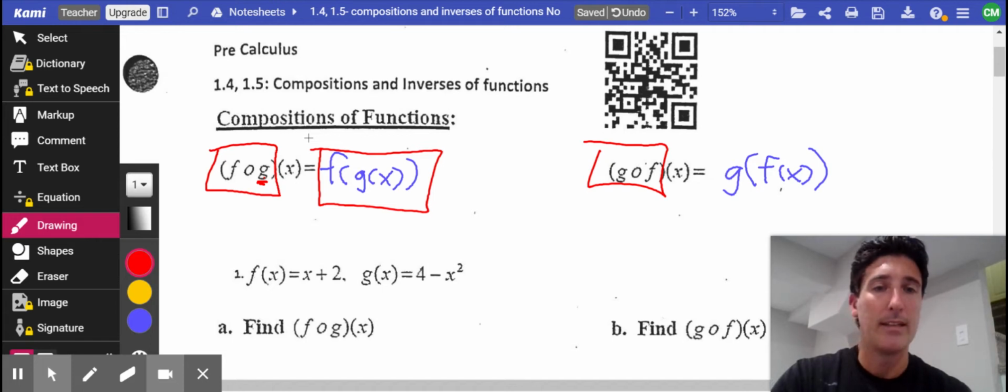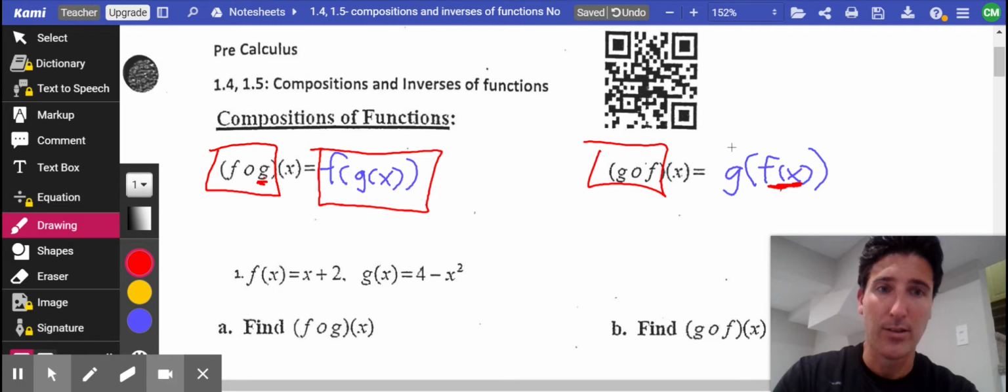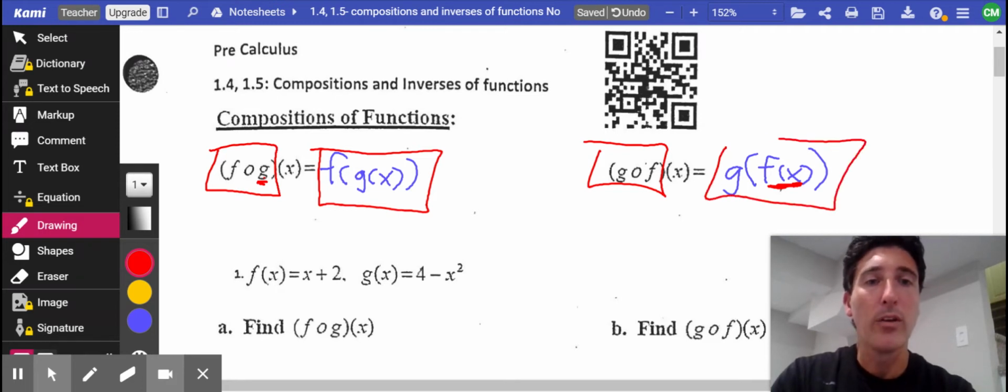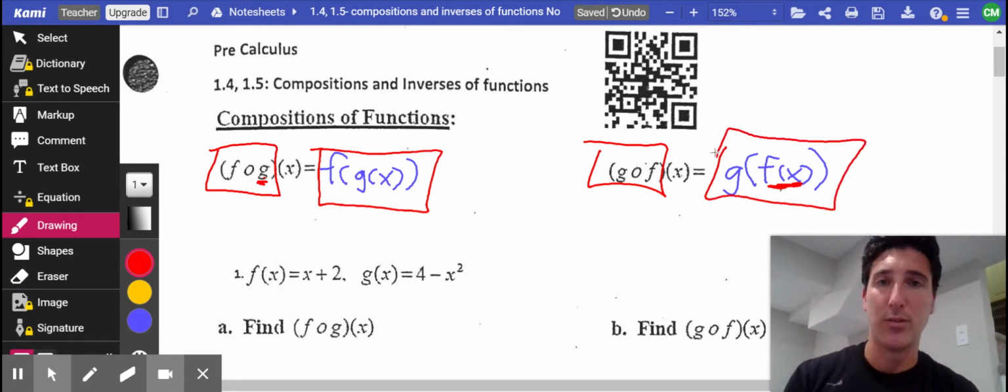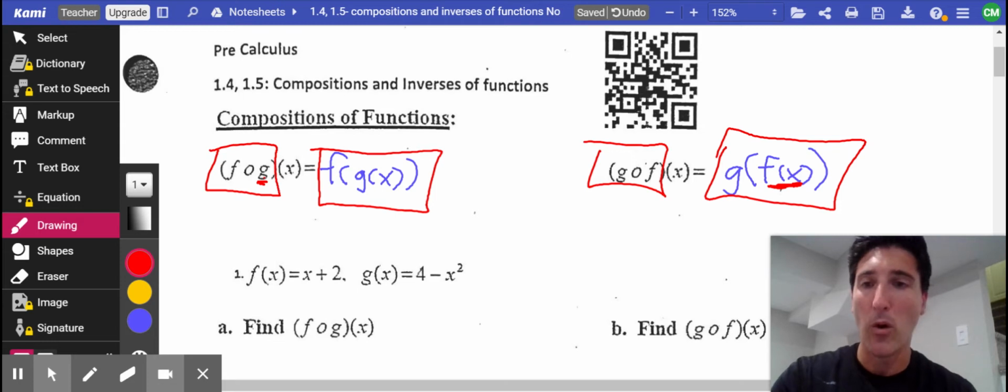So you take that down. And then GOF is we switch it up. You're going to take whatever the function of x is and put it into x for g of x. All right, sounds a little confusing, but it's really just another way of doing substitution. You've done that before. Composition of functions is going to have something to do with inverses, which we'll do another day.